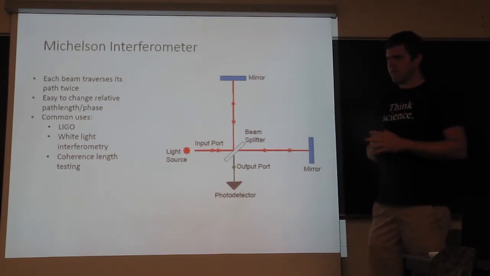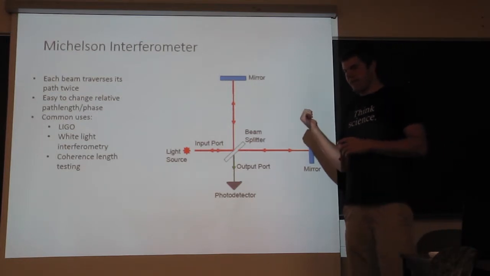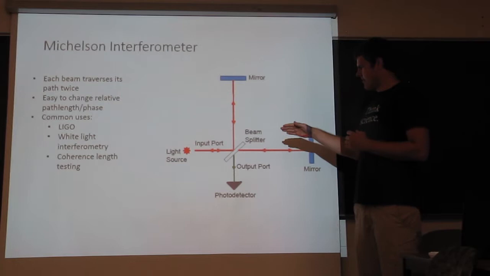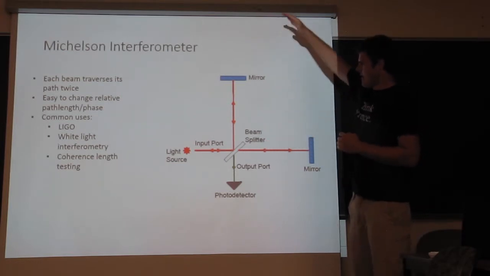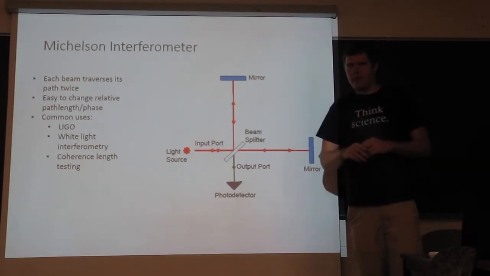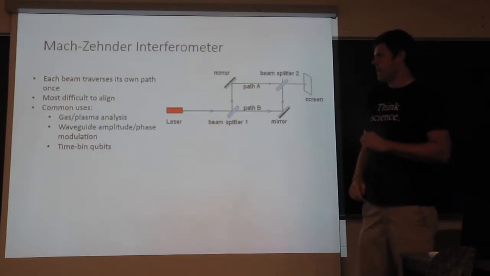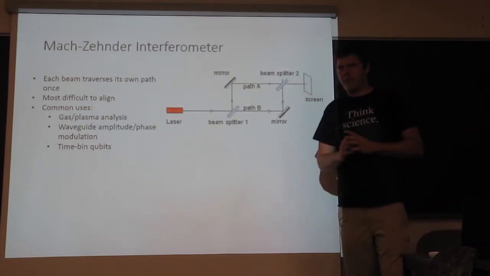Some of the uses you find for this are a version of this is used in LIGO, and additionally you may use this for testing the coherence length because it's very easy to change the relative path length separation by making one of them much longer than the other. Next is the Mach-Zehnder Interferometer.